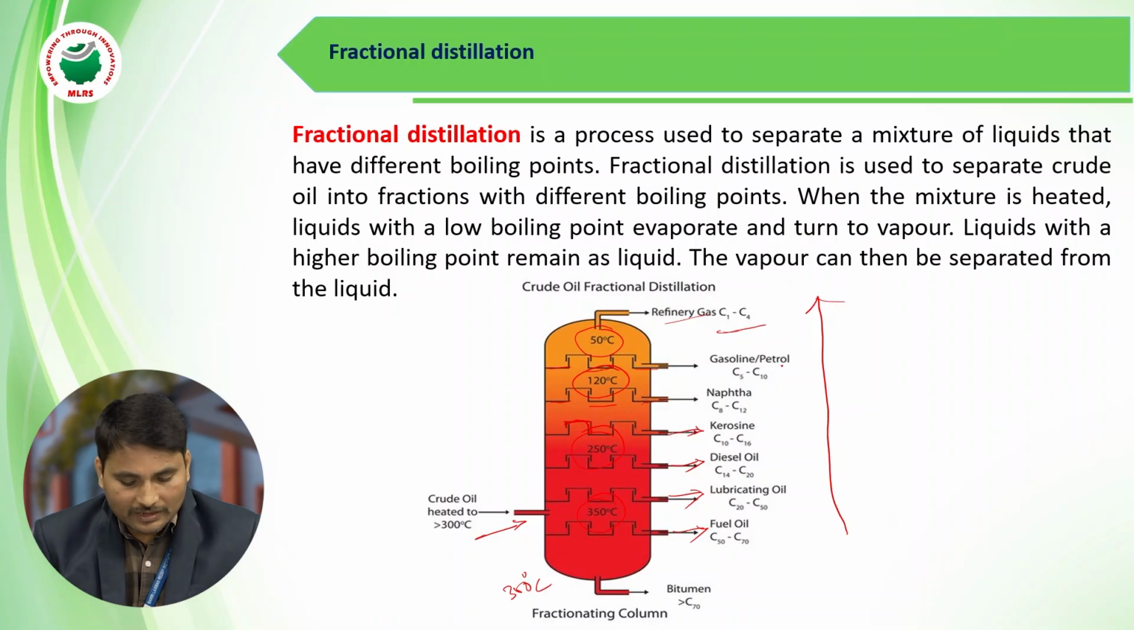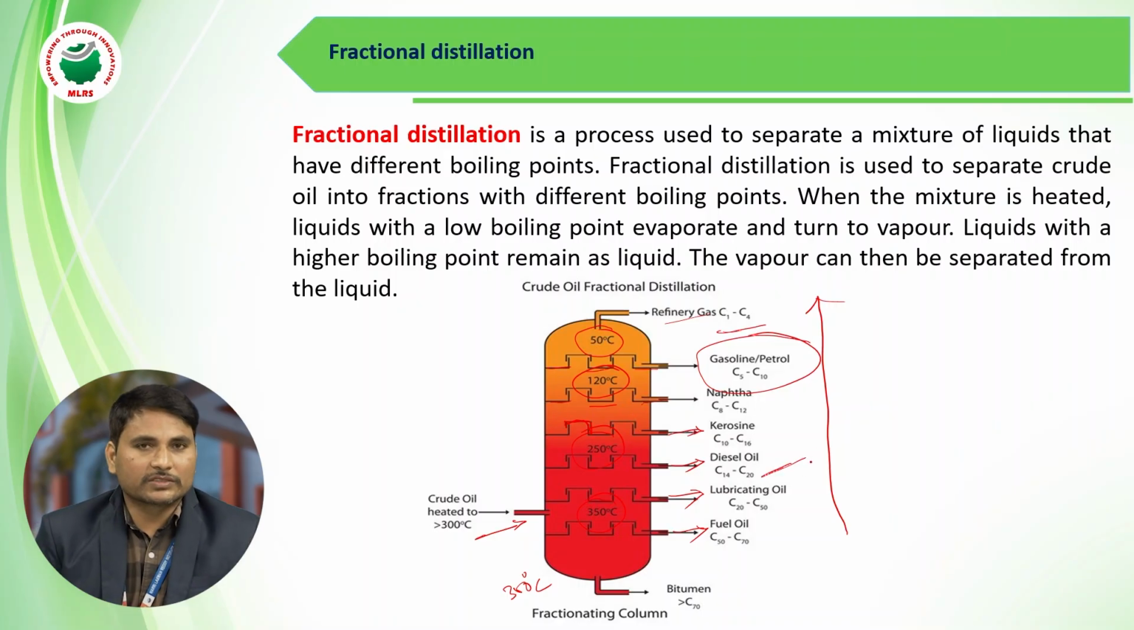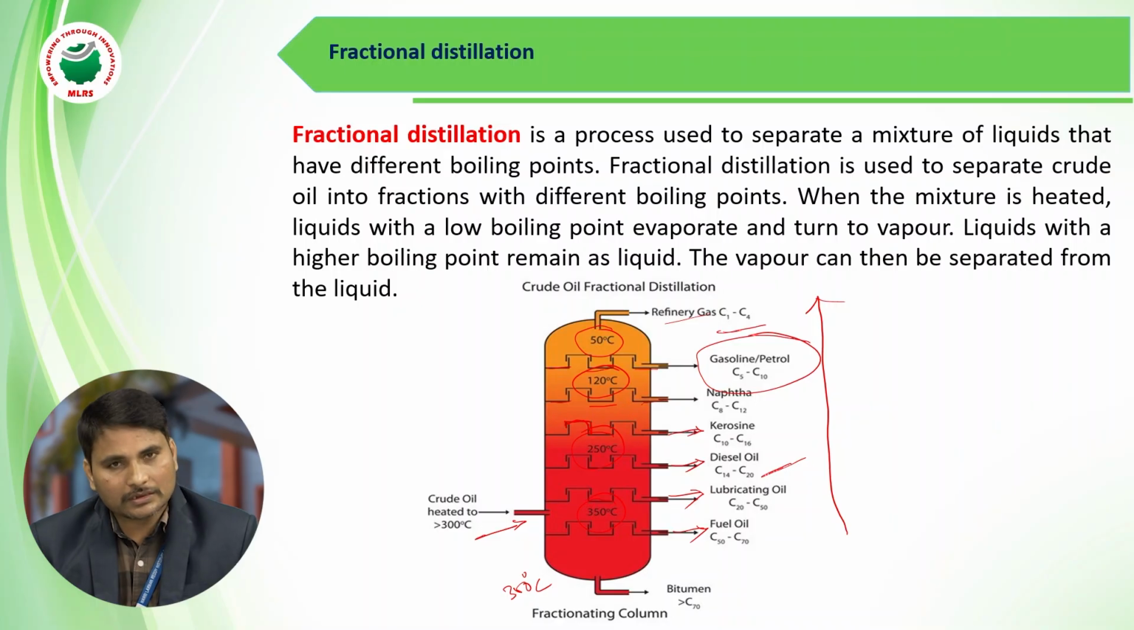After that, at nearly 80 to 120 degrees centigrade, the carbon percentage is C5 to C10, our desired product, that is our petrol or gasoline. Petrol and gasoline are both the same word. After that, the carbon percentage is C14 to C20. Some of the books also mention C10 to C14, that is nothing but our diesel.